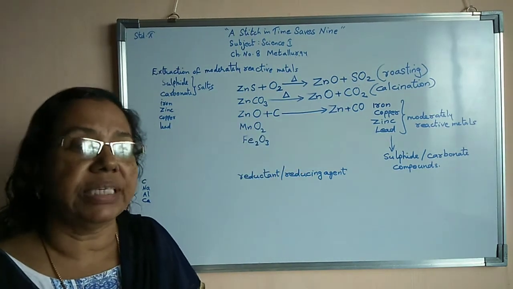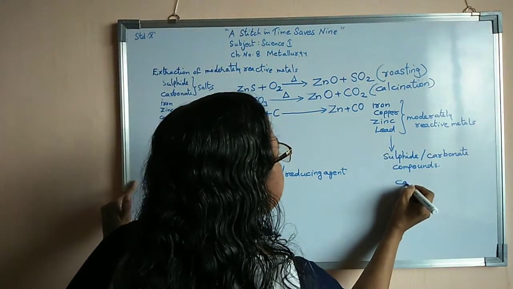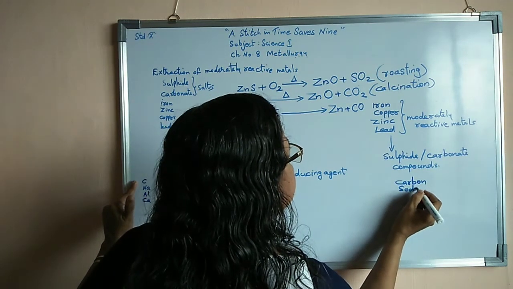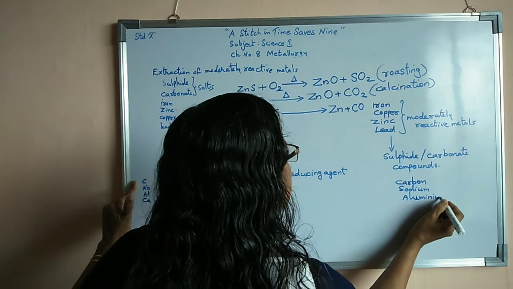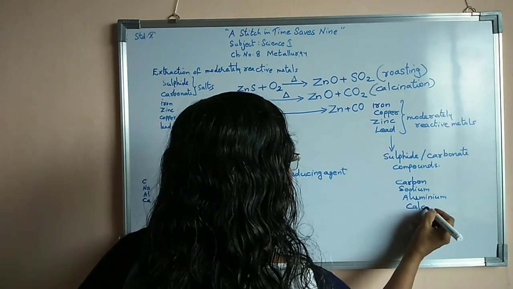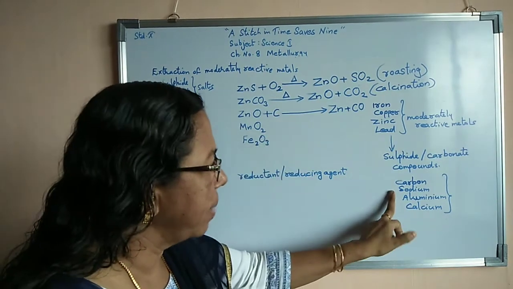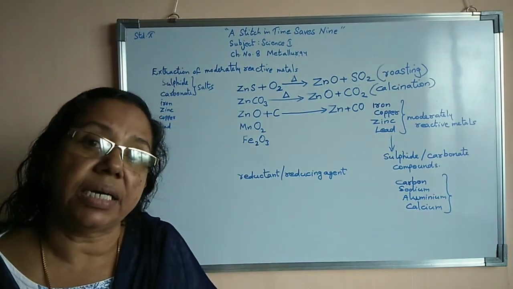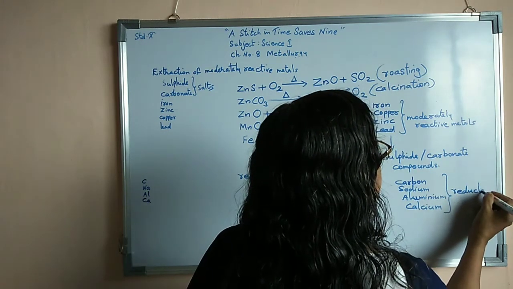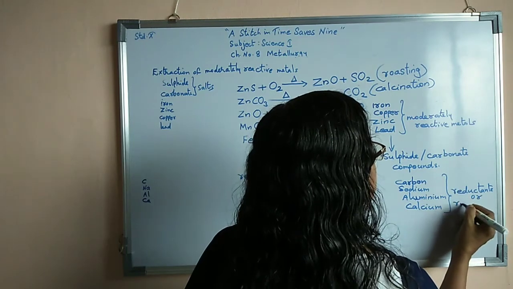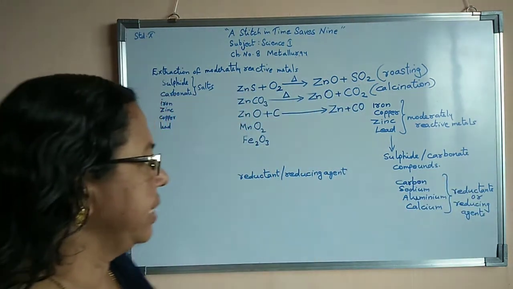There are some other reducing agents. They are carbon, sodium, aluminium, even calcium. So here we have taken carbon as a reducing agent in this case. There are some other metals also acting as reducing agents. They are sodium, aluminium, calcium. So all these elements we can call reductants or reducing agents.